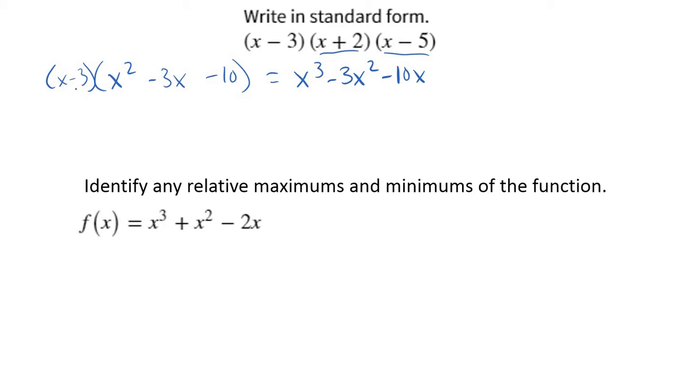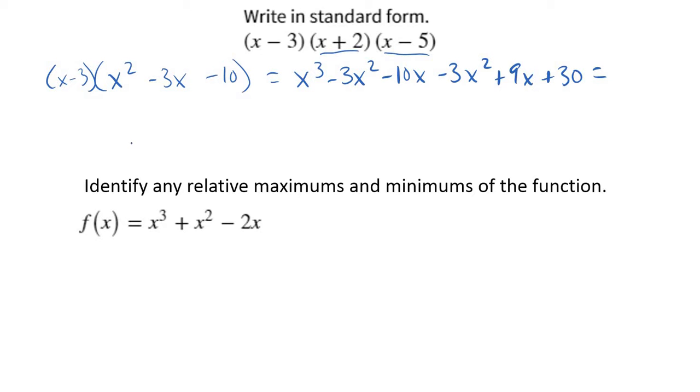Okay, again, I took the x through everything. Now I take the negative 3 through everything. Minus 3x squared plus 9x. Okay, just be real careful, watch your signs, plus 30. And now combine like terms, okay?